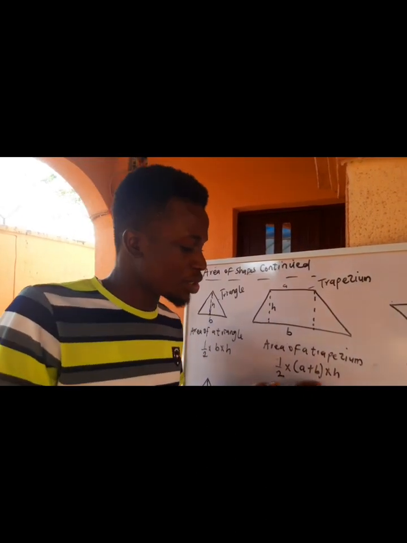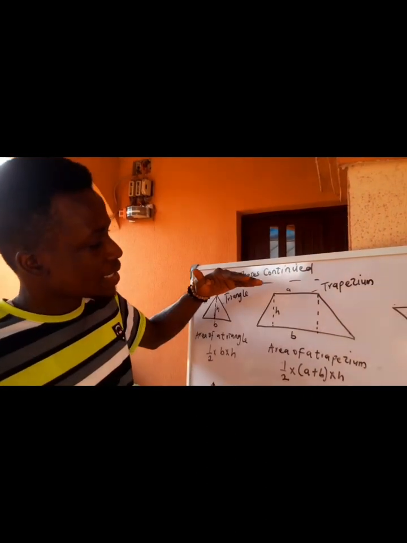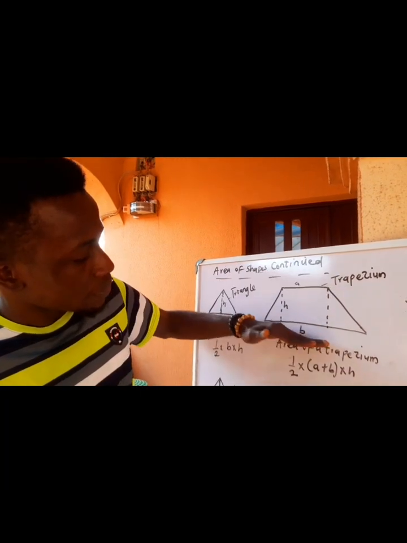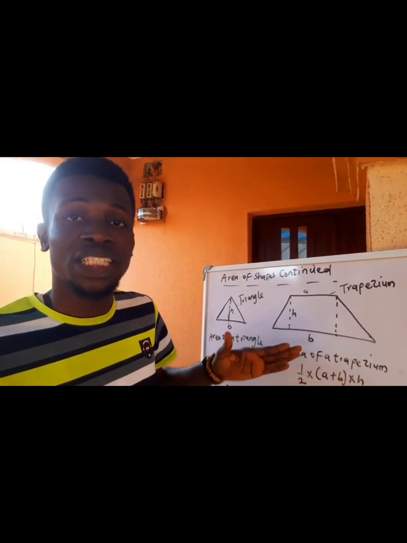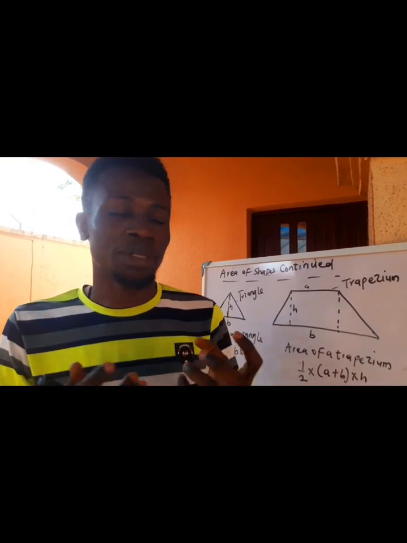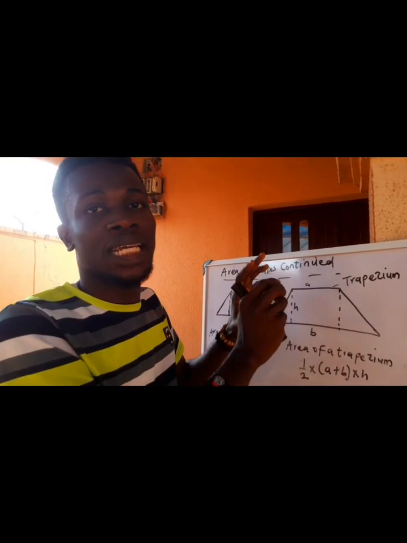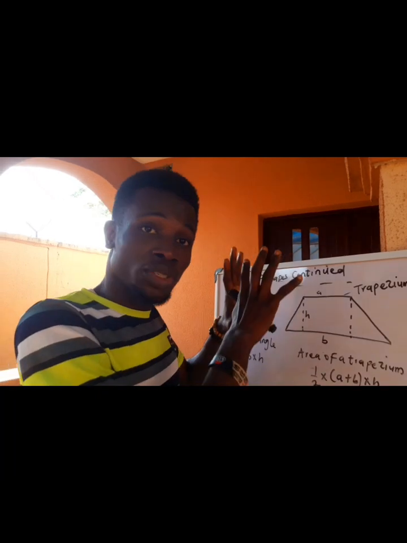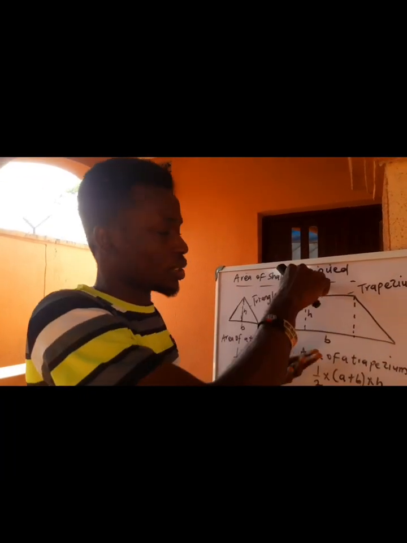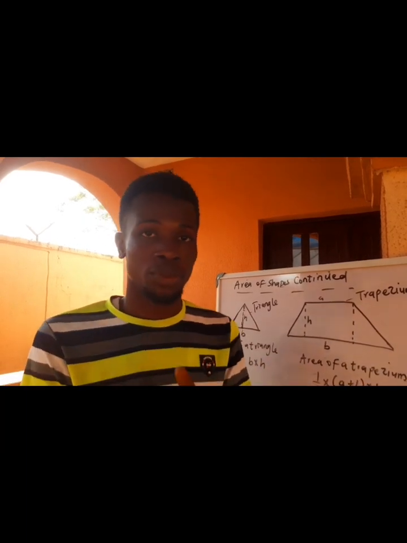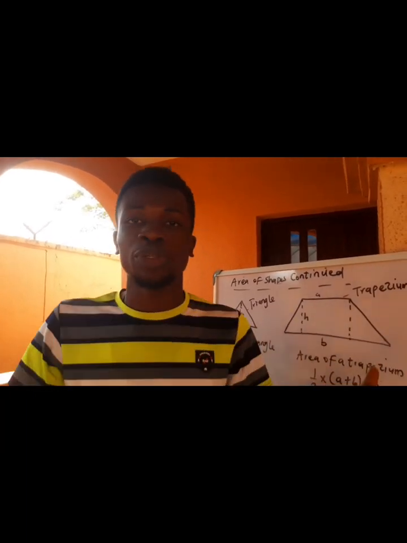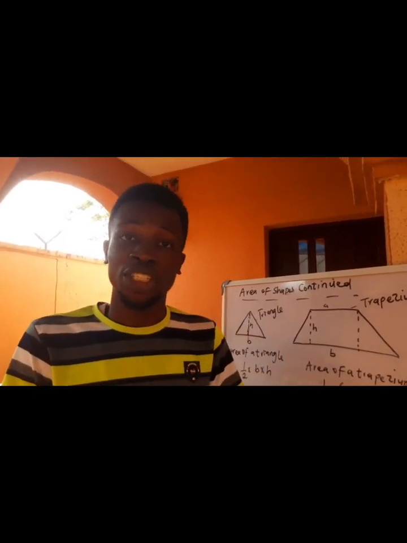Now what does this a plus b represent? It represents the opposite sides. The top is called the A and the bottom is called the B. They are just used to represent the sides because there is no name attached to them. It represents the top side and the bottom side. So you can choose to call them any name that you want. You can call them P or Q. There is no issue in that.